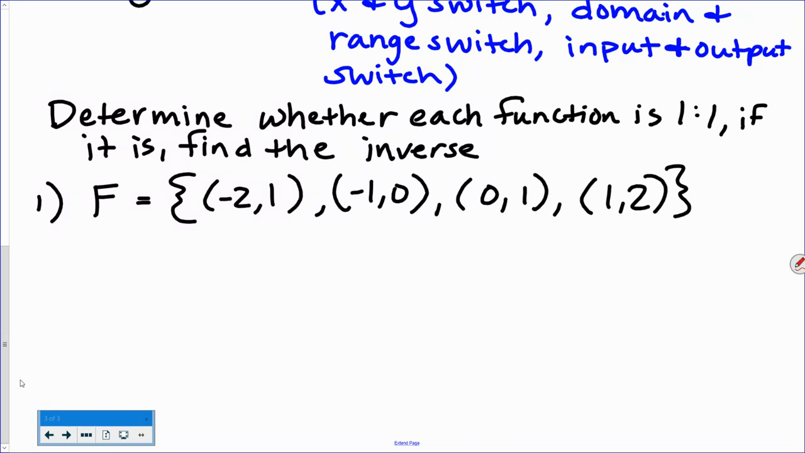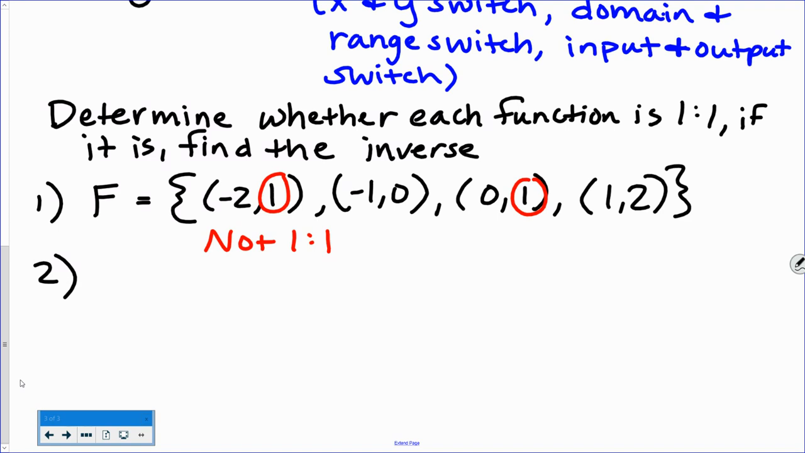Yes, we've got a repeating y value. That would not pass a horizontal line test, so this cannot be one-to-one. So not one-to-one. All right, when it is not one-to-one, you're done. You do not have to find the inverse. We'll do another example. Not very interesting when it's not one-to-one.